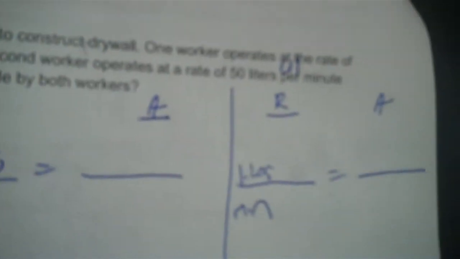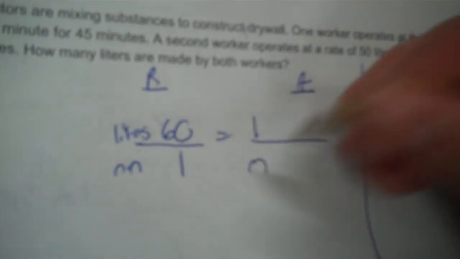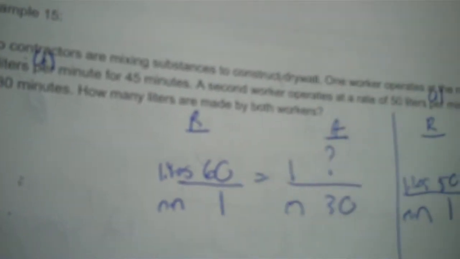Okay? And also we're going to need 2 sets because there's 2 workers. We have 2 different rates, so I'm going to make 2 proportions. This guy here can do 50 liters in 1 minute. Okay, actual. Liters, minutes, liters, minutes. So we've got to figure out the liters. Minutes, well, both of them are working for 30.